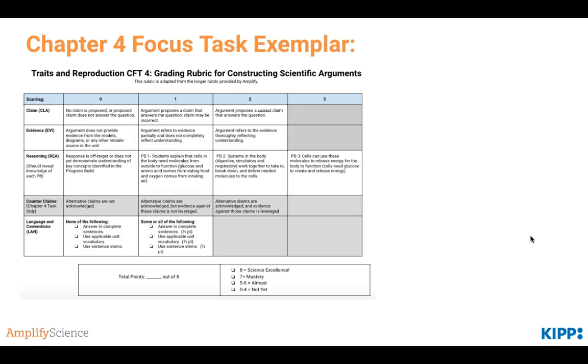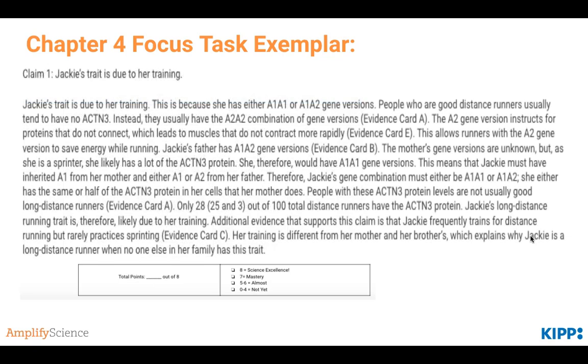Alright, so this is a rubric that you'll be using to assess all kiddos, regardless of which claim they chose. And then I'm going to show you the different examples for Claim 1, Claim 2, and Claim 3, depending on what you or your kiddos chose to explain why Jackie has this different trait. Here is an example if you chose Claim 1, which is that Jackie's trait is due to her training. Take a moment to read through this.